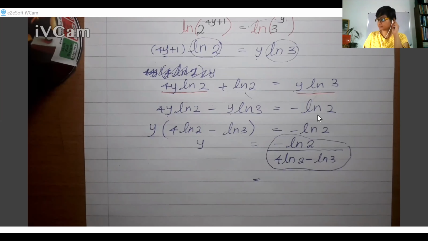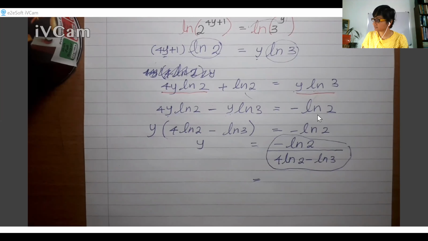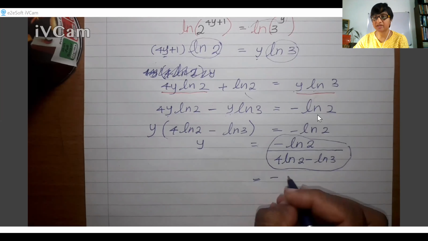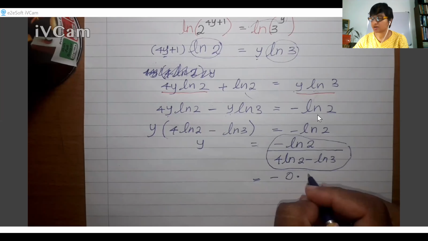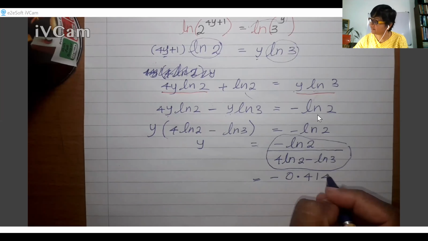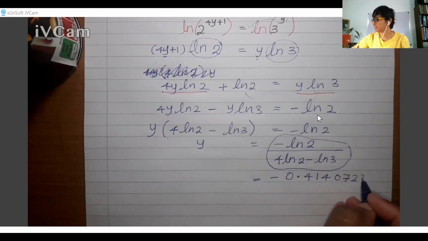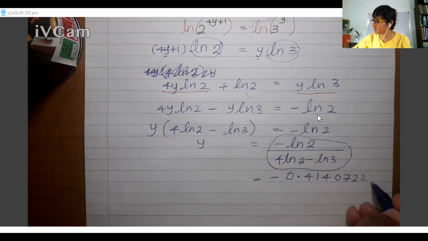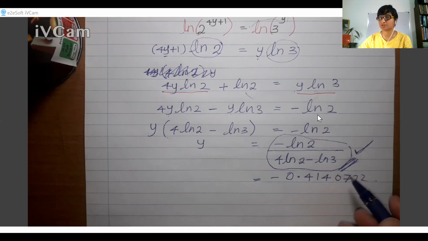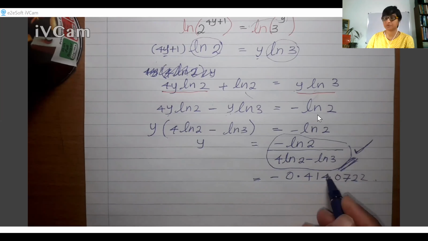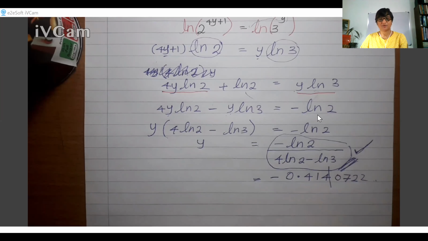What's the answer? Minus 0.414072. I think it looks like it's an irrational number. If you leave your answer this way, it would be the exact answer. So you might as well leave that as the answer. But if you want the answer to three significant figures, you can give it up to there.